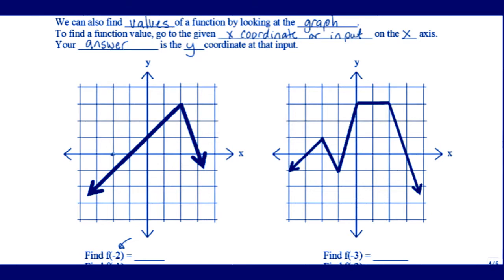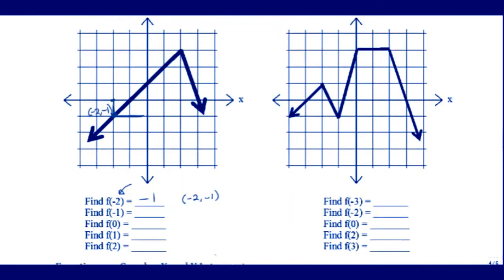So at -2 on my x-axis, I would like to know the corresponding y value at that point on the graph. You can see the point on the graph is (-2, -1). So therefore, f of -2 is equal to -1. The corresponding point is (-2, -1). Next, I am looking for f of -1, so x is -1, and I look at the graph for the corresponding y value. The corresponding y value there is 0.